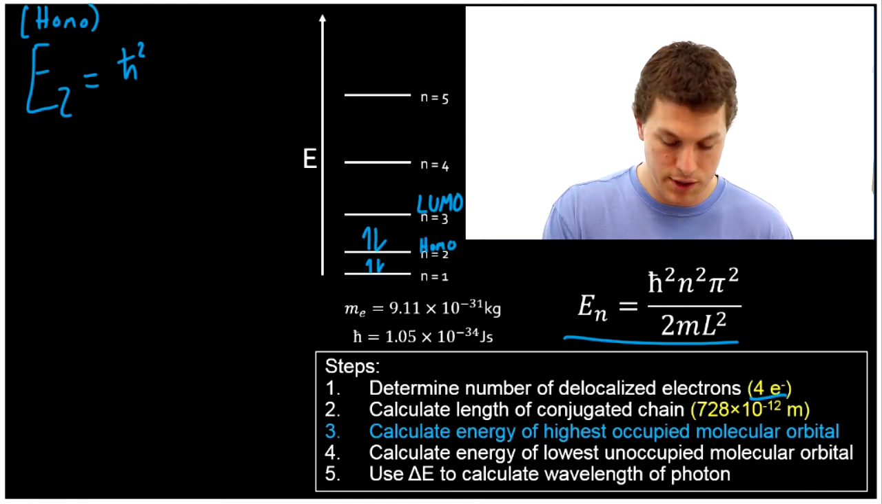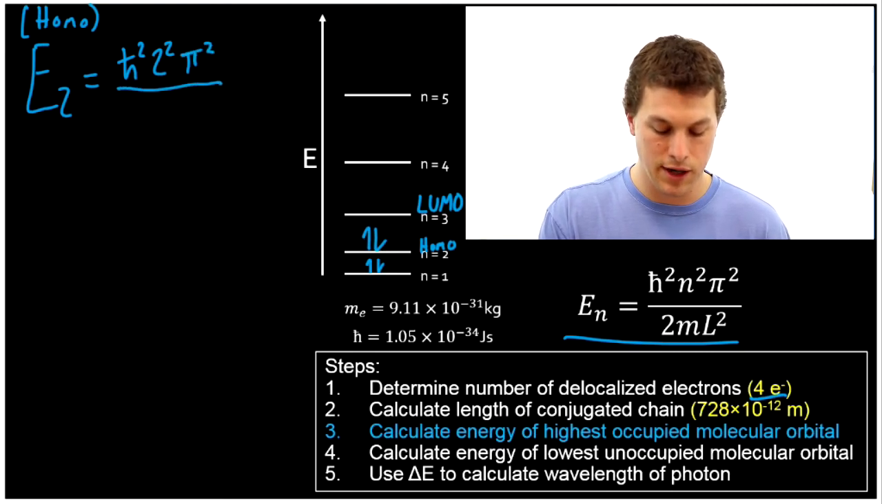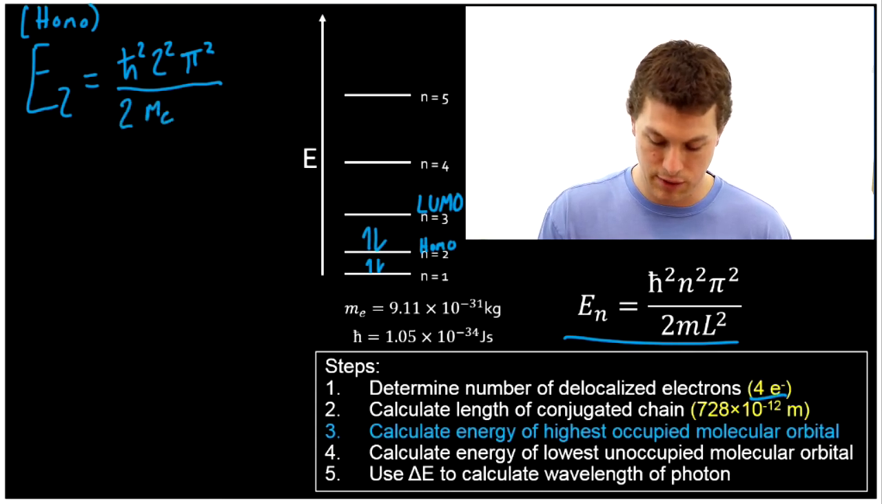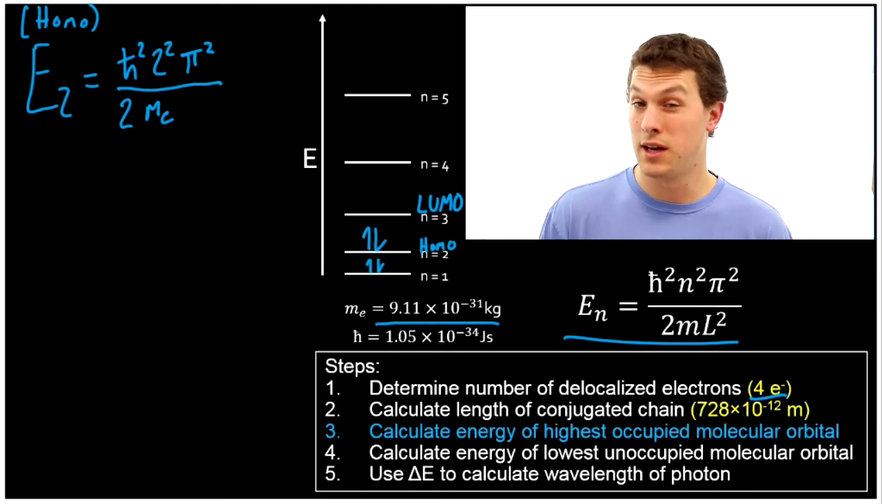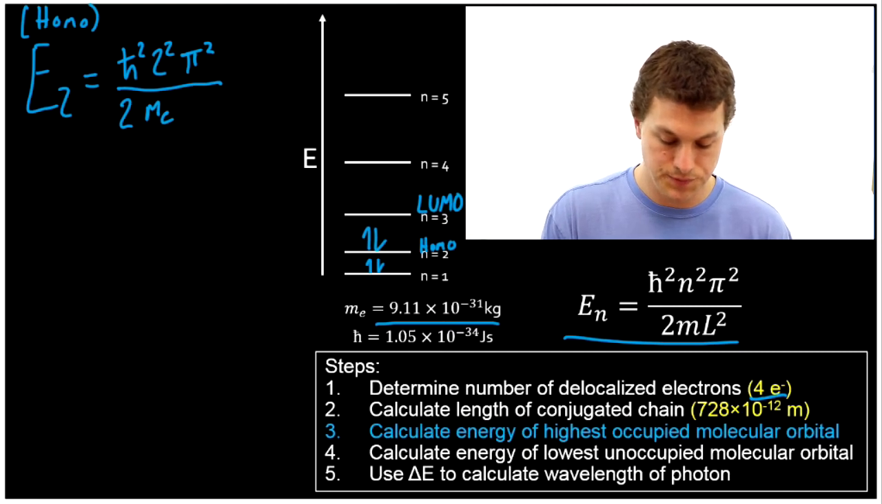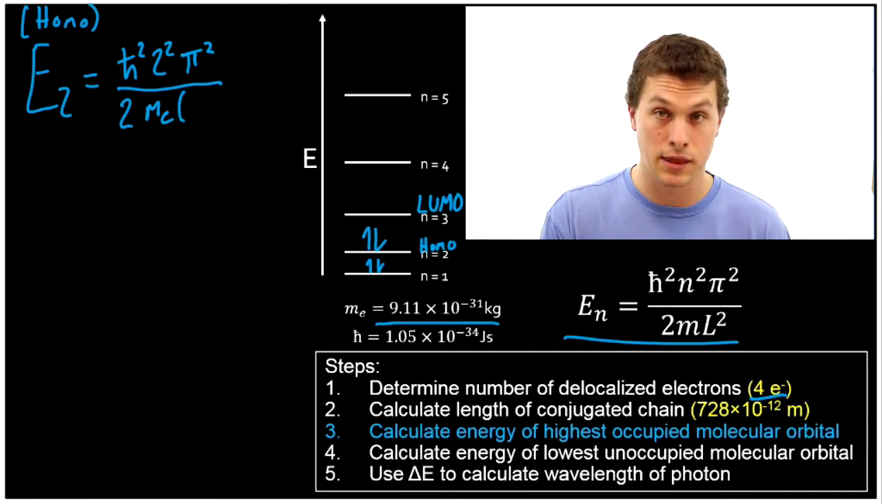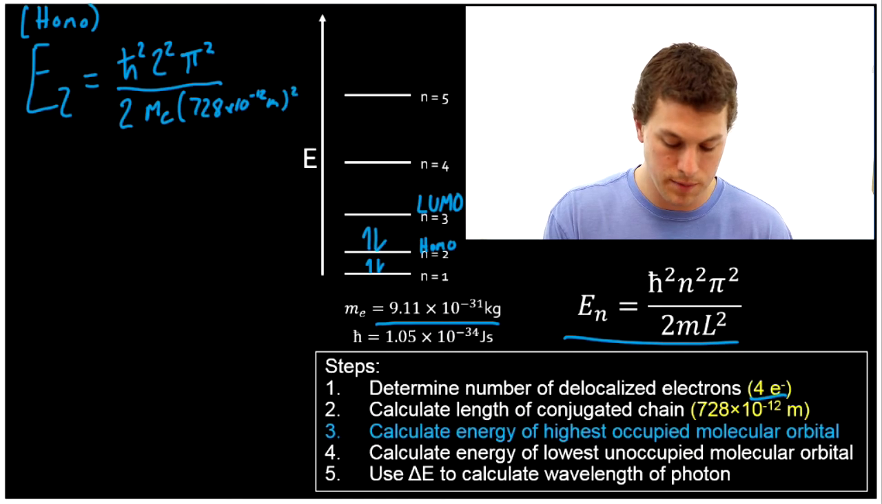And now n squared, which is going to be 2 in this case, times pi squared. Again, I'll put that on my calculator, but not write it out here. Then that's over 2 times the mass of the electron, which I wrote down here, 9.11 times 10 to the minus 31 kilograms. You need to plug that in kilograms, just keeping with SI units. And then I need to plug in my length squared. That's what I calculated previously, 728 times 10 to the minus 12th meters, and that's squared.